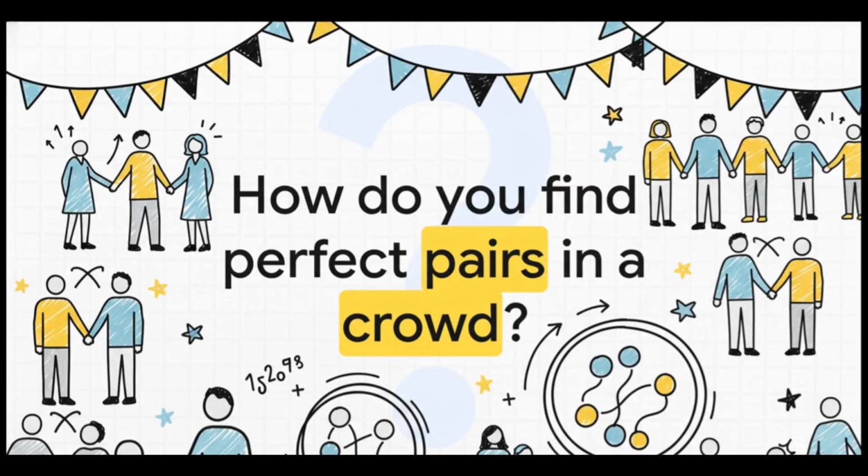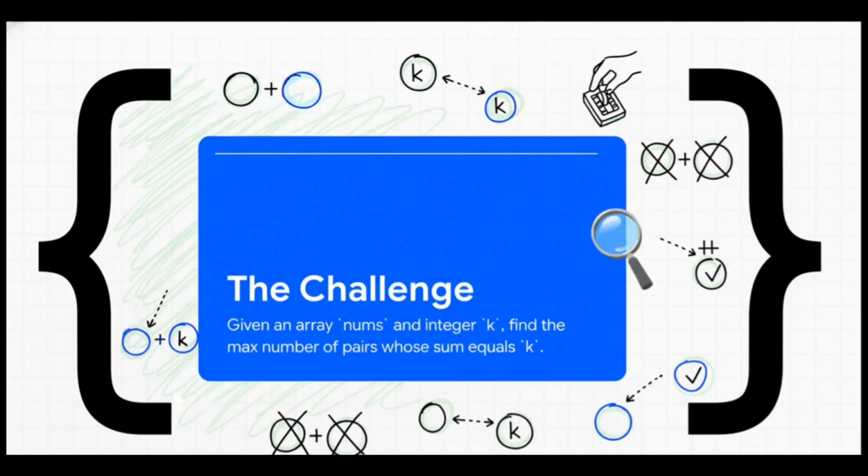To get us started, just imagine this. You're at a massive party, and your job is to find pairs of people whose ages add up to exactly 100. How would you even start? This is basically the same puzzle we're solving today, just with a list of numbers instead of a room full of people.